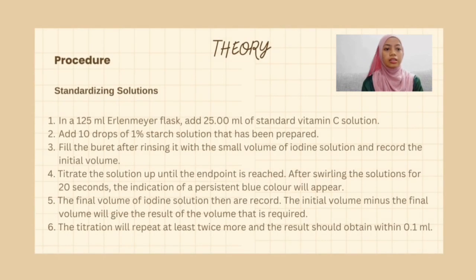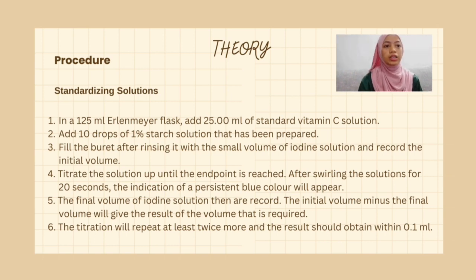To standardize the solutions, we need a 125 ml Erlenmeyer flask and add about 25 ml of standard vitamin C solution. And then we need to add about 10 drops of 1% starch solution that we have prepared earlier. And third, we need to fill the burette after rinsing it with a small volume of iodine solution, and we need to record the volume.